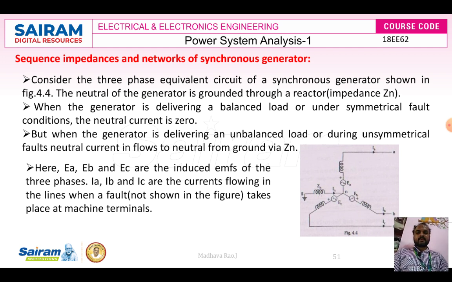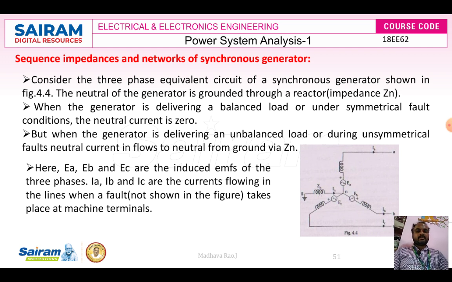First, sequence impedance networks of a synchronous generator. A synchronous generator is also called an alternator. It is an AC generator, which we use the most in our power system and power generation. Consider the three-phase equivalent circuit of a synchronous generator as shown in the figure. The neutral of the generator is grounded through a reactor, and the neutral grounding impedance is Zn.